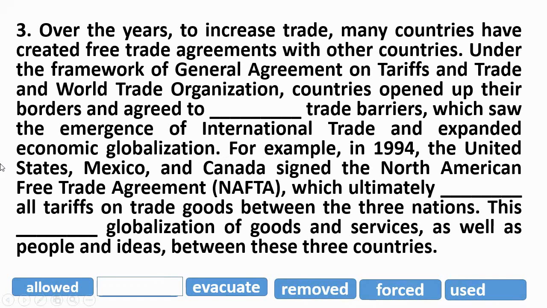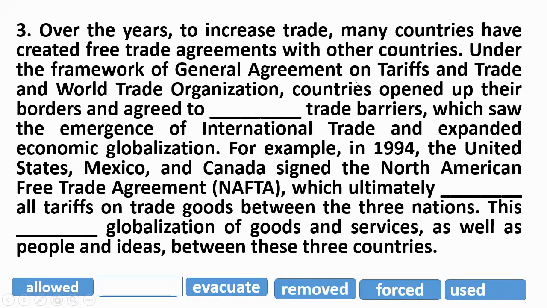For example, the United States, Mexico, and Canada signed a treaty. They signed an agreement which ultimately, the word "ly" is an adverb. After an adverb, always a verb comes, correct? Having this in mind will ease my process of finding the right answer. Which ultimately, which ultimately verb? What are the verbs here? Allowed, evacuate, removed, forced, used.